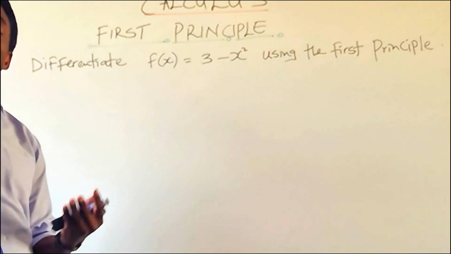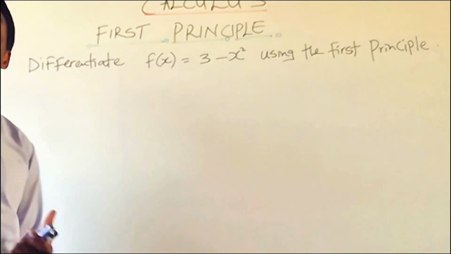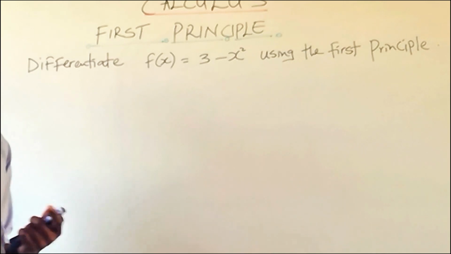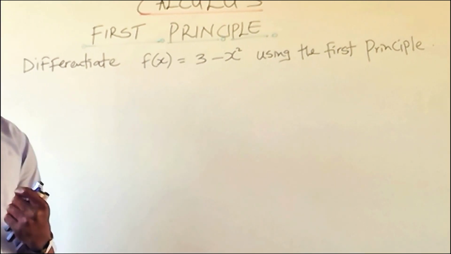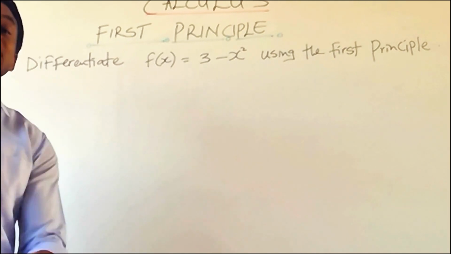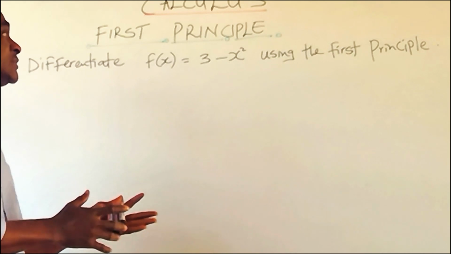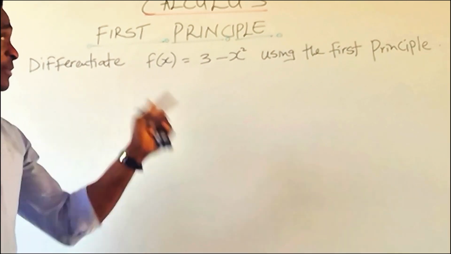Remember, if you are asked to use the first principle or the definition, you cannot use any other method. You cannot use the general method. You have to use this method. However, you can use the general method to check your answer and keep it by the side. And then when you are done, you can check if you arrived at the same answer. So I'm going to do that.